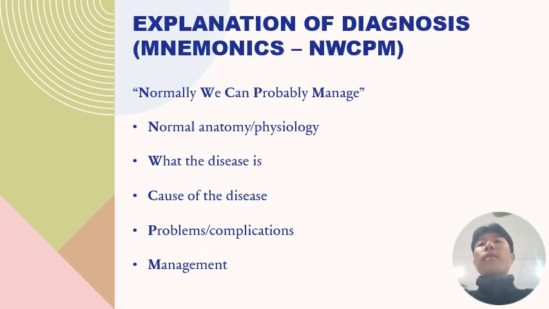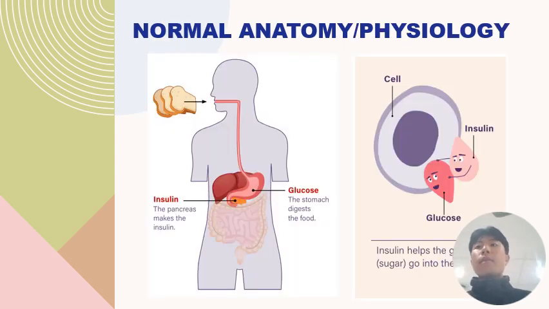Also, we should explain the diagnosis if it is a pre-diabetic or first diagnosis scenario, or if the patient has limited knowledge about diabetes. I use the mnemonic NWCPM, which can be easily remembered by the sentence, normally we can probably manage. N stands for normal anatomy and physiology, W stands for what the disease is, C stands for the cause of the disease, P stands for problems and complications, and M stands for management. Let's follow the mnemonics to explain diabetes to the patient simply.